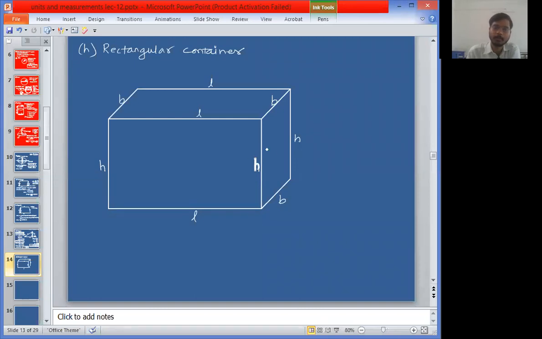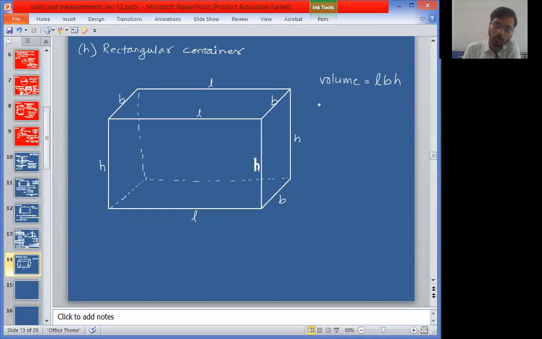First formula is for volume. It is equal to area of base into height. So L into B is the area of base. You can imagine. Area of base into height. Area of base is L into B, into height. So L into B into H. LBH is the volume of the rectangular container.